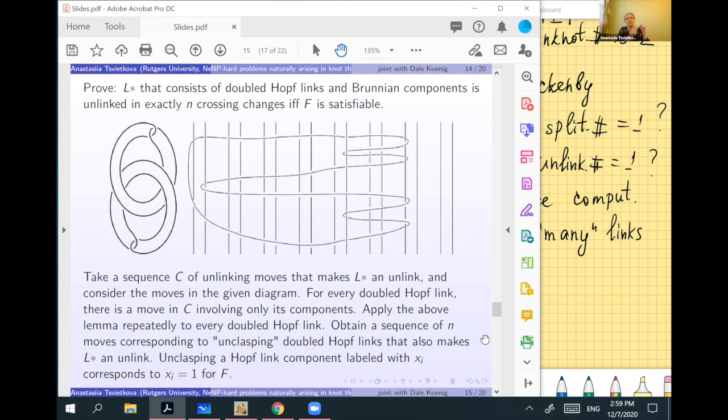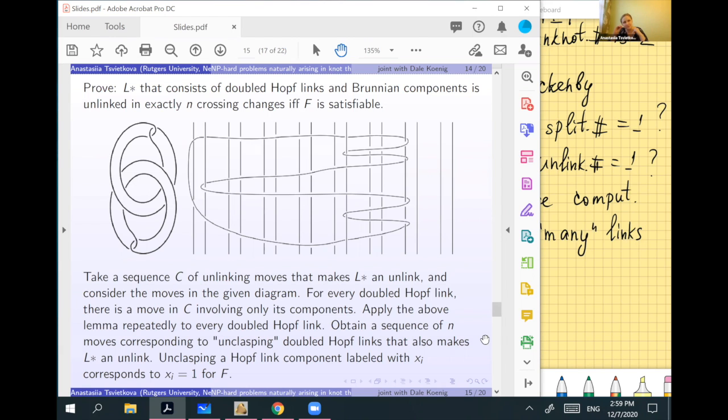And then again, we substitute our sequence. So we unclasp the third Hopf link, set it aside, and do the rest of the things. The lemma tells us that the resulting sequence in the end is either shorter than what we started with, or the same length. And you still have to unclasp all n of them, so you have exactly n unlinking moves.